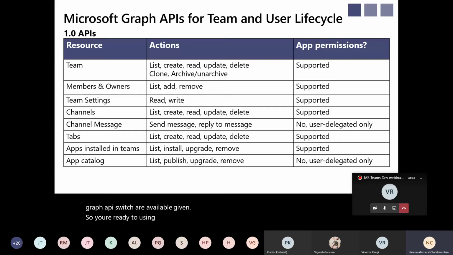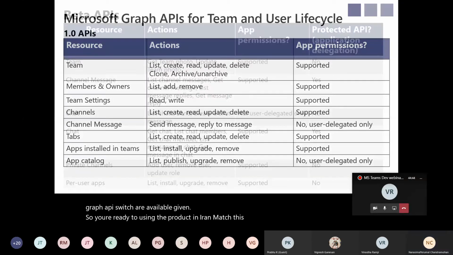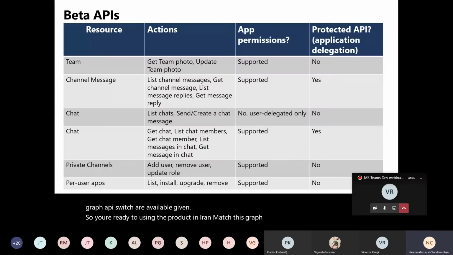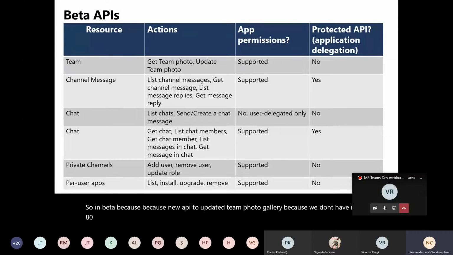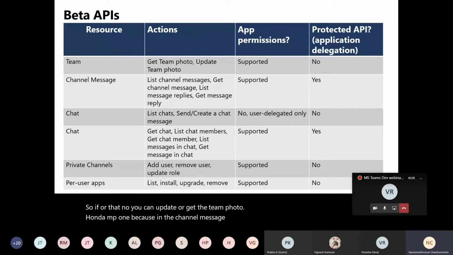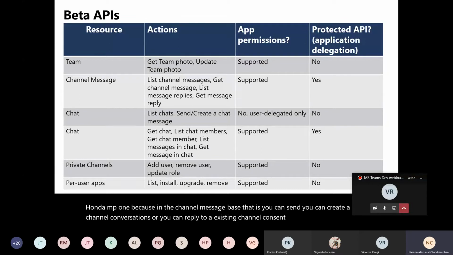And then these are some of the beta APIs that got announced. So in beta, we have the new API to update the team photo. Earlier we didn't have any API for that. Now you can update or get the team photo. And in V1, we have seen the channel message APIs. That is, you can create a new channel conversation or you can reply to your existing channel conversation. That is possible in V1 with user delegated permission.